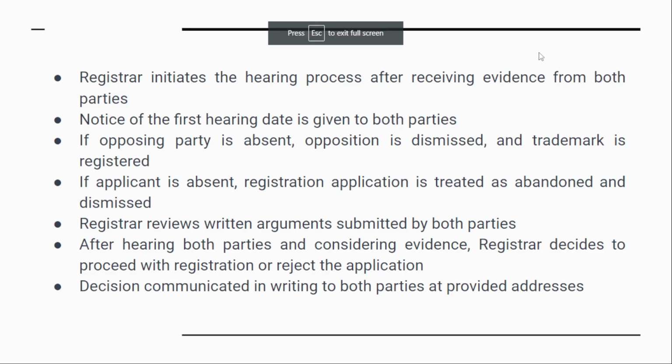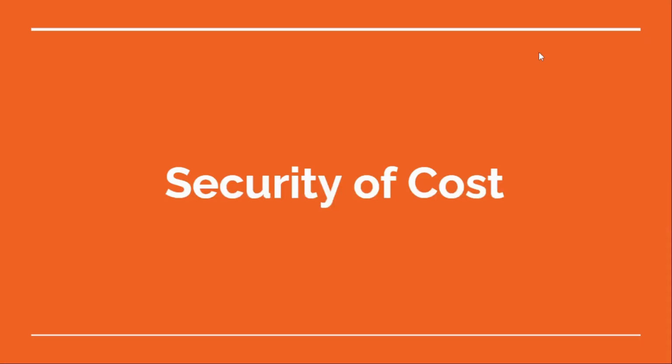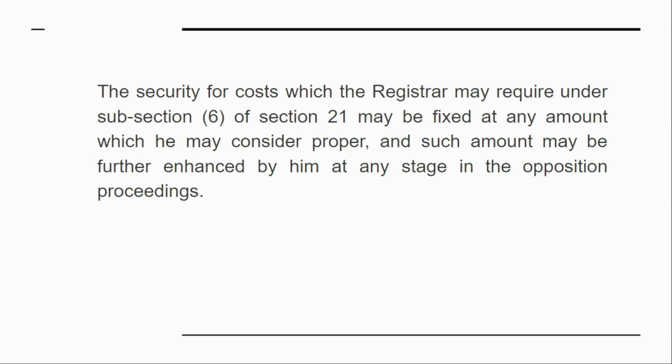Now moving to the next slide, the security of the costs, the last rule in opposition to registration, Rule 51. We see that the security for the costs which the registrar may require under sub-section 6 of Section 21 may be fixed at any amount which he may consider proper, and such amount may be further enhanced by him at any stage in the opposition proceedings.